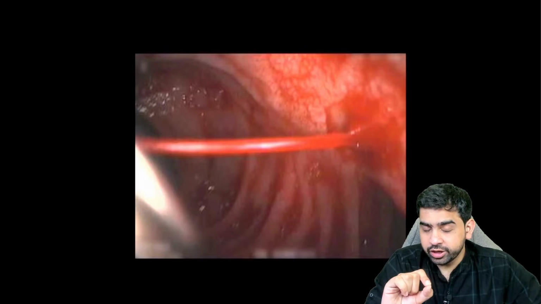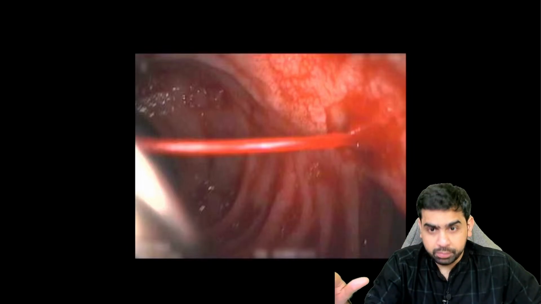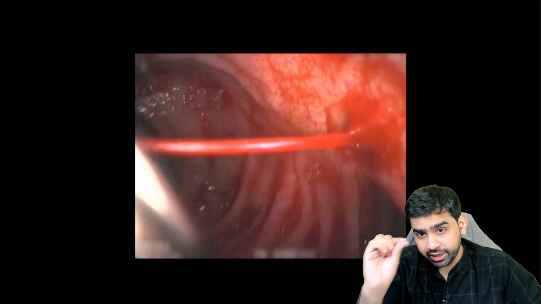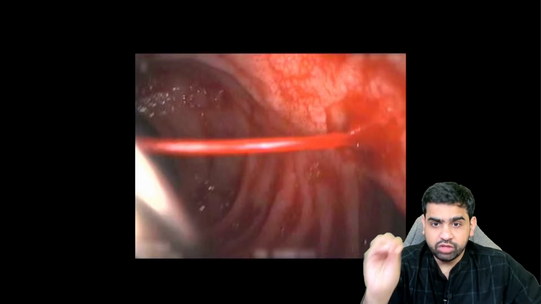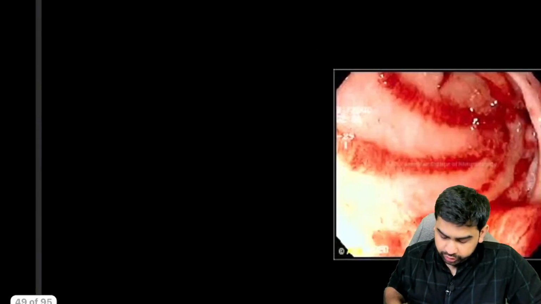Very important clinical scenario. I'll repeat it. On upper GI endoscopy, there's no ulcer. The mucosa is normal, but from one particular point source there's bleeding coming out. This is what is referred to as your Dieulafoy's lesion. Very important. Okay.